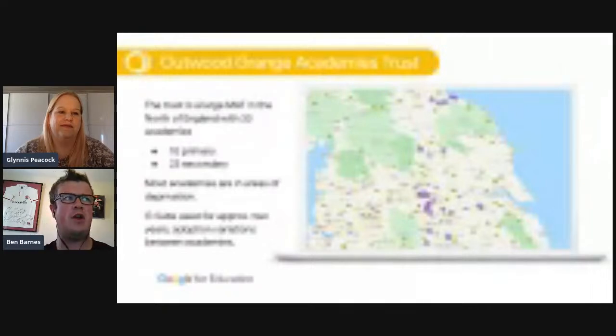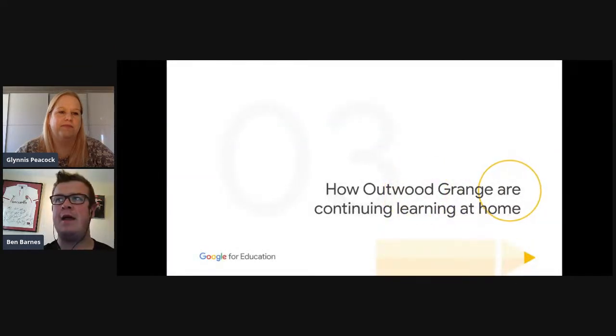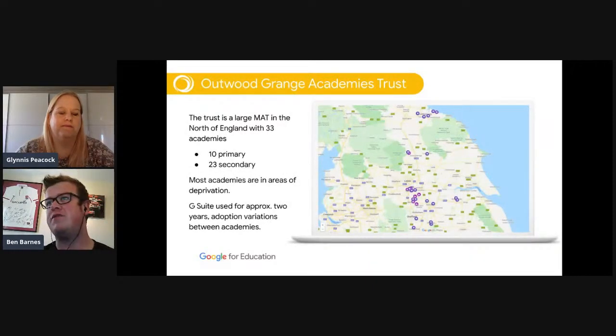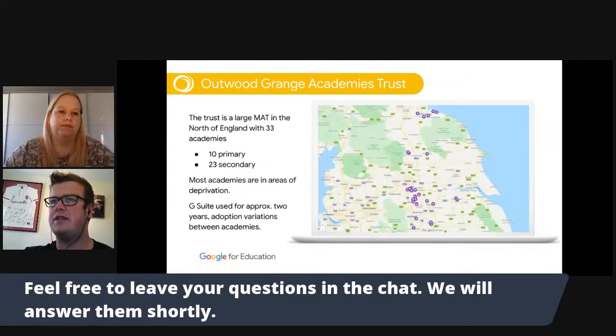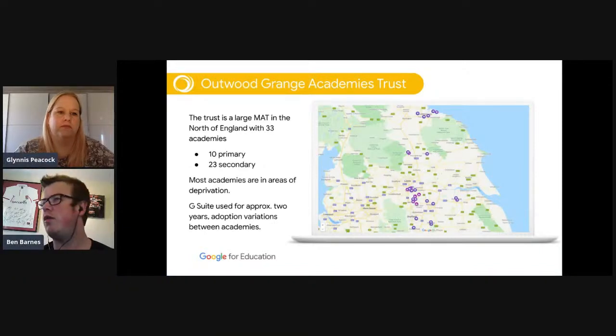Okay, so just to give a little bit of an overview, Outwood Grange Academies Trust is based in the north of England. We've got 33 academies in total, 10 primary and 23 secondary. Most of our academies are in areas of deprivation, and you'll probably hear me talk about that a little bit, because it has an impact on home learning and access to devices and internet. We've used G Suite for approximately 2 years. Our adoption varies between academies, although generally most staff are using it in certain ways, but maybe not through Classroom prior to closure. So I'm going to talk a little bit about how we've onboarded all those staff and got going. If we can just move on, that'd be great.